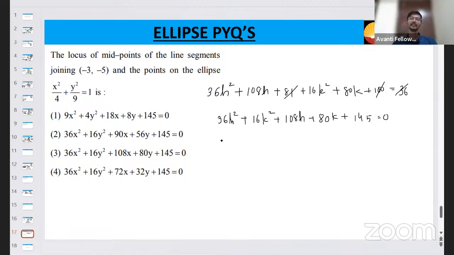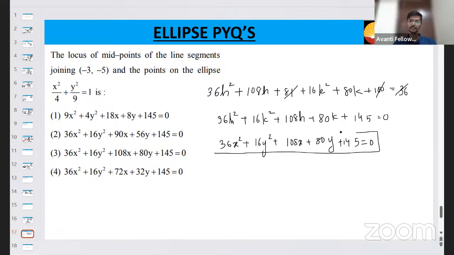Now, lastly, if you know the locus problem, we have to replace h by x and k by y. So the equation of the locus will be as follows. That is 36x square plus 16y square plus 108x plus 80y plus 145 equals 0. I think it is option number 3. So this is our answer.